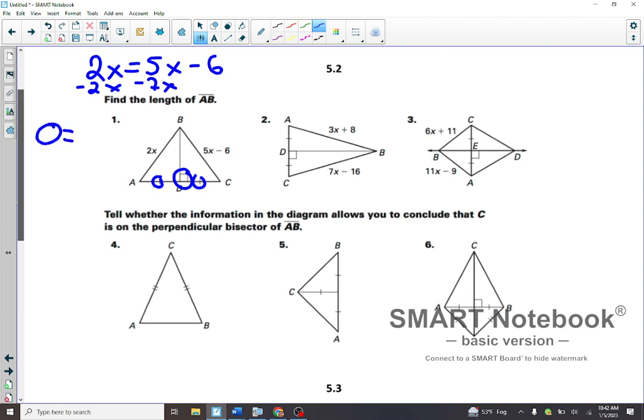I get 0 because there's nothing left. 3x minus 6 plus 6 on both sides. 6 equals 3x, divided by 3 on both sides.